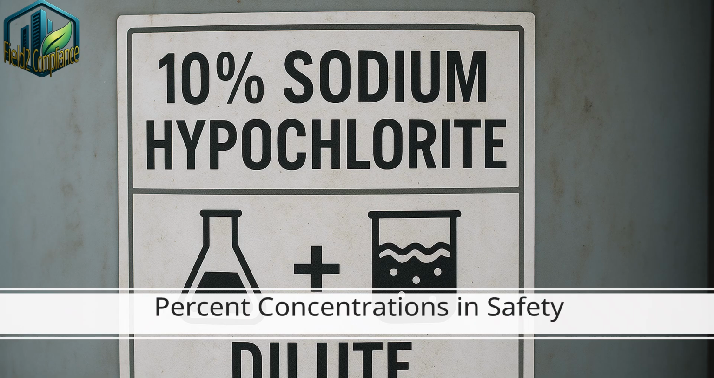Percent concentration shows how much solute is present. You'll see it as percent weight over volume, milligrams per 100 milliliters, or parts per million. For exposure or dilution questions, remember percent equals solute divided by solution times 100. High concentration means higher risk. Always label and handle accordingly.